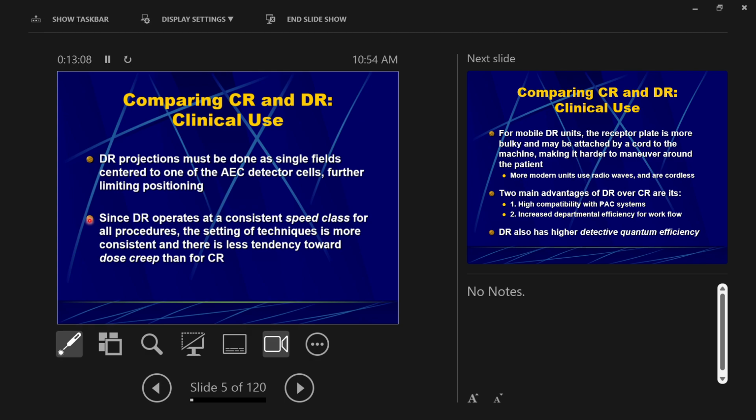Good news is, with CR and DR, the speed class is fixed. It's sort of a middle-of-the-road speed class, right around 200 or so. So you don't have to really think about it anymore since it's a constant. Okay? DR, as well as CR, operates at a consistent speed class.